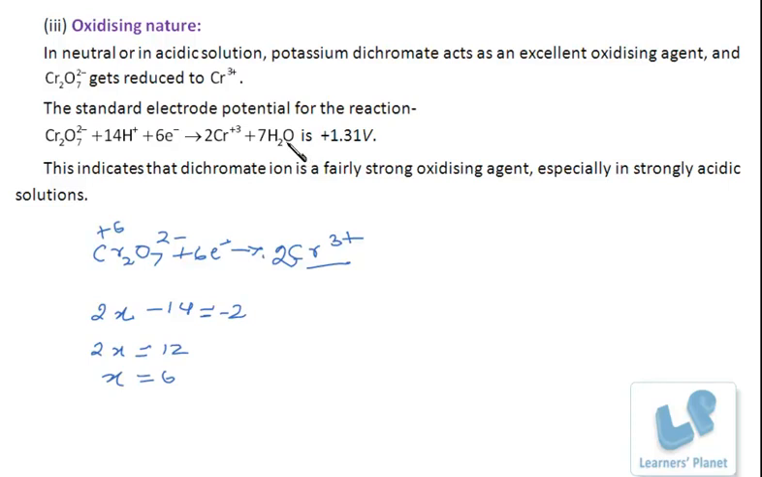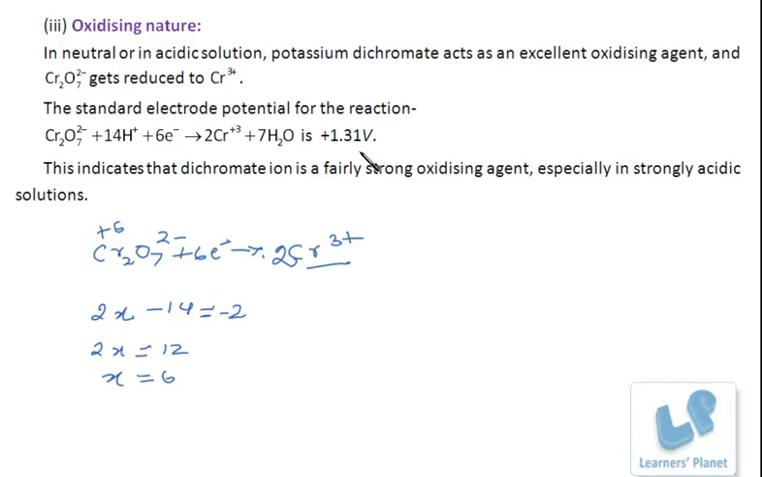And for balancing, you have to add in hydrogen and water. So the complete reaction becomes dichromate ion plus the H plus ion plus 6 electrons, forming the chromium 3 plus ions and water. The electrode potential is plus 1.31. It is the positive standard reduction potential.